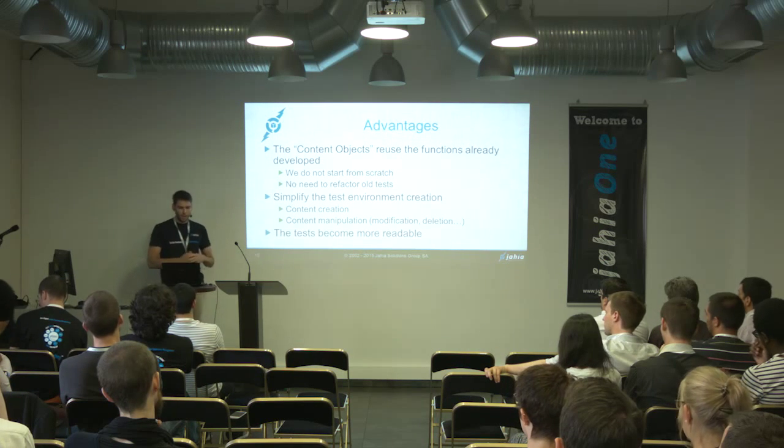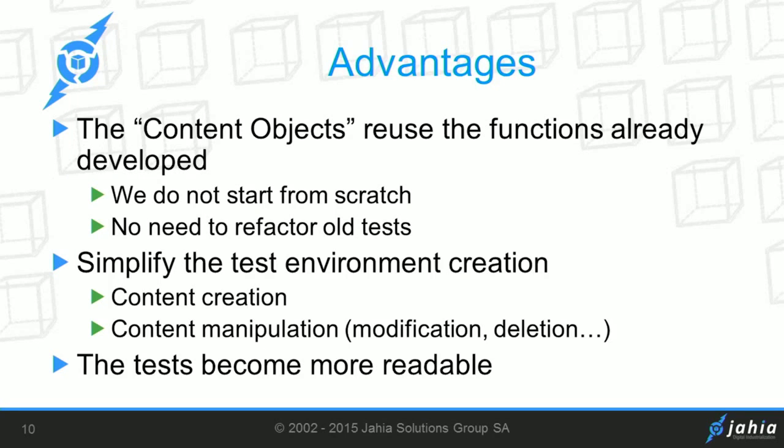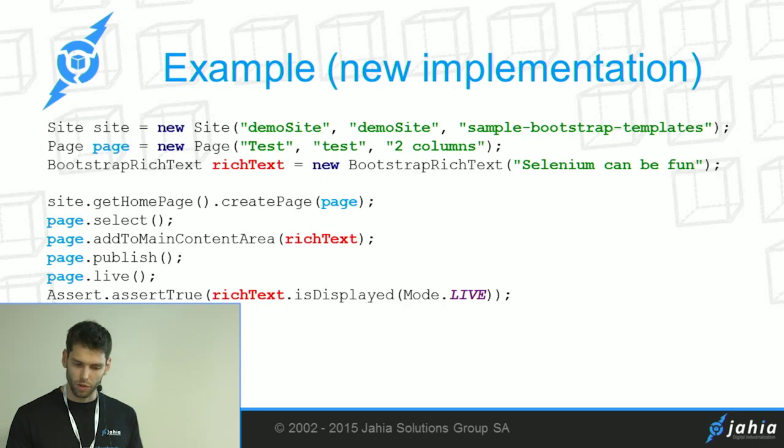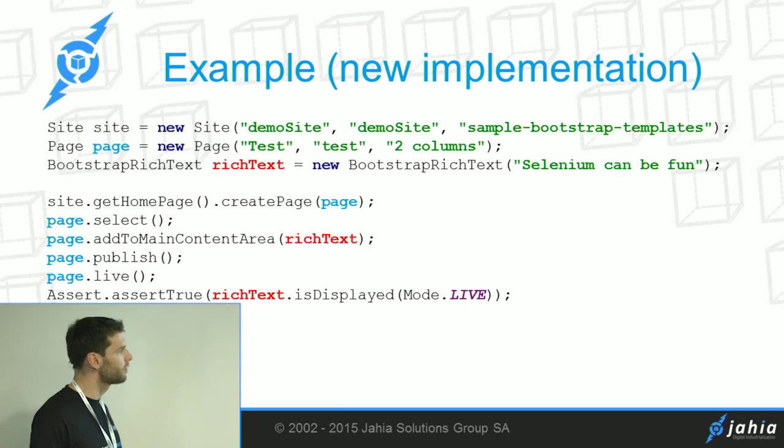The advantage is that when we came up with that model, a year ago, we reused all the functions we had already developed. We didn't have to start from scratch, and all the tests we already had, we didn't need to refactor. We had, at the time, maybe 150, I don't remember. My manager could appreciate that. And for me, the biggest point, the most interesting one, is that the tests become way more readable. This is the same test with my page creation and then adding the rich text. Even if you know Digital Factory and know nothing about developing or testing, you can understand what I'm doing here.